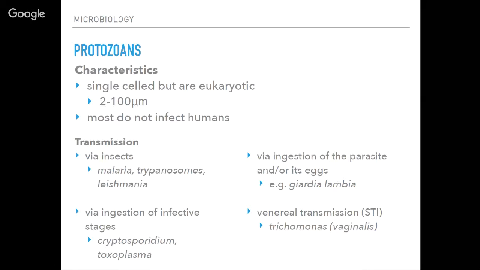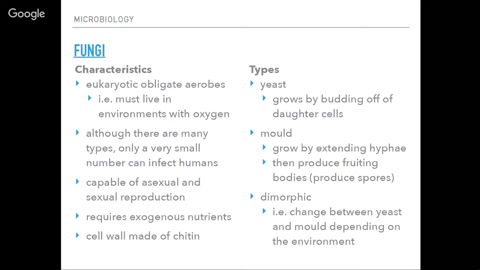Ingestion: Giardia lamblia, that you get if you go to Bali or Indonesia and you eat really contaminated, dirty food or drink really contaminated water. You'll probably get Giardia, and you'll just have really bad diarrhea for an extended period of time. And then there's venereal transmission, basically an STI, sexually transmitted infection.